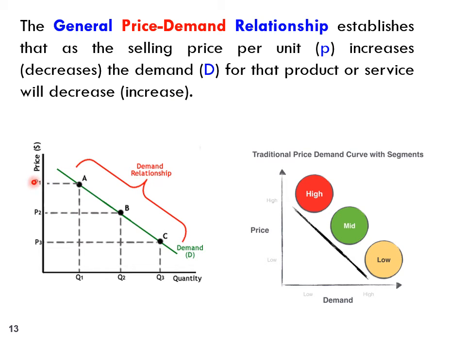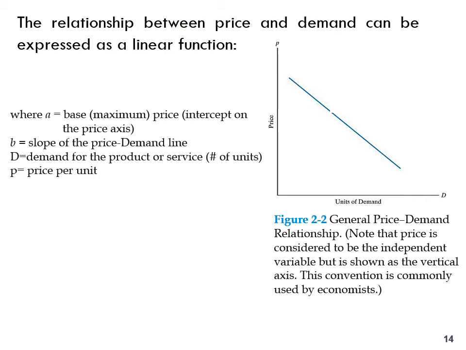When the price is P1, which is the highest price, the quantity will be the lowest according to the law of demand. And when the price is the lowest, the quantity will be the highest. This curve shows the demand relationship with respect to the price. Depending on the price, if the price is high, then the demand is low. If the price is low, then the demand is high. Now we can also write these as equations.